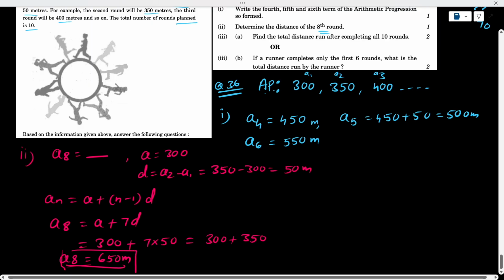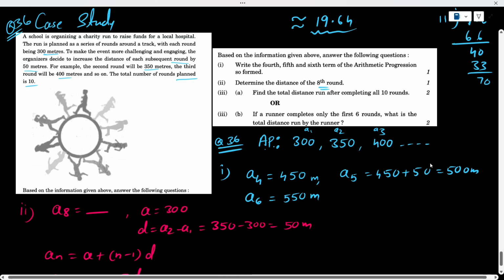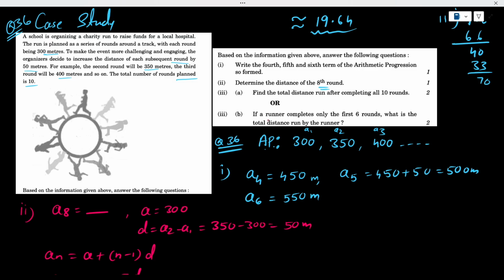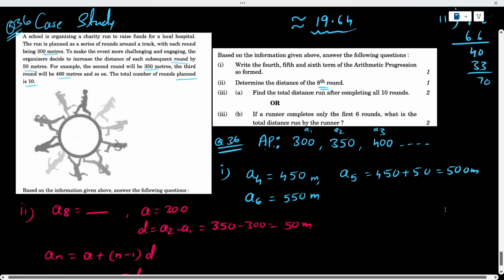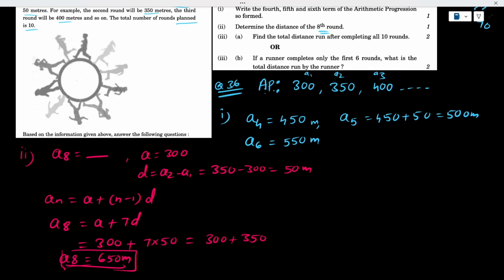Again, this also carries only 1 mark. Then after that, what is given here? There is again an internal choice for the 2 marker. So here, what is given? Find the total distance run after completing 10 rounds. So that means the total distance is going to be S10, right?